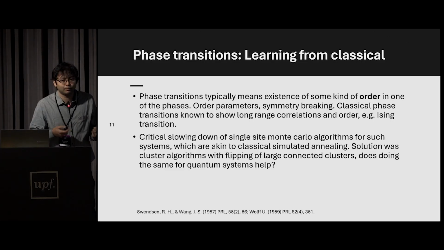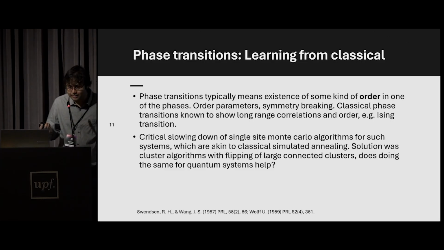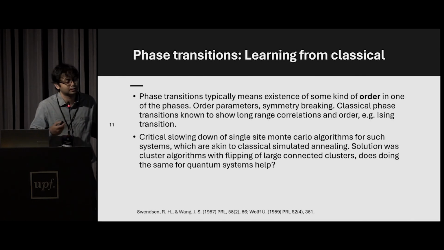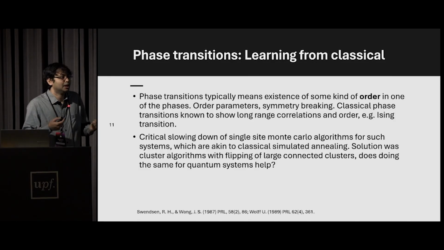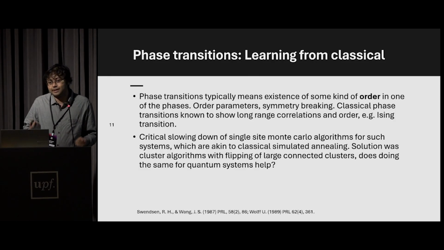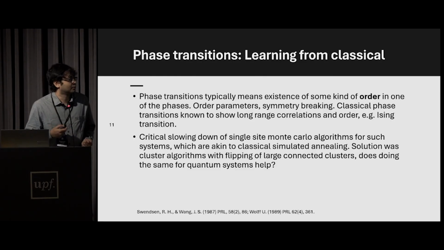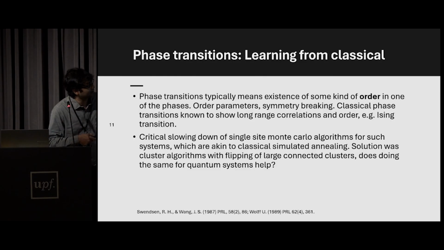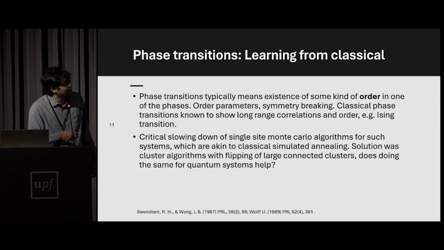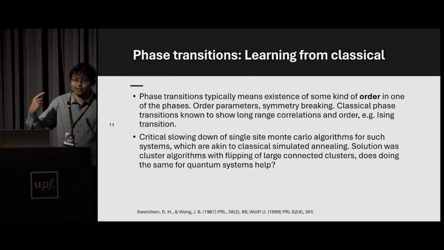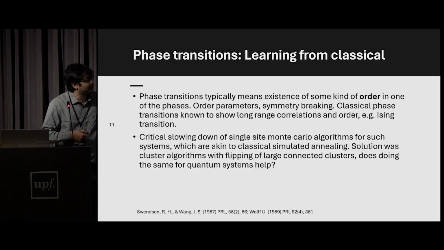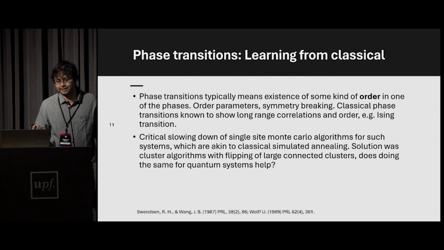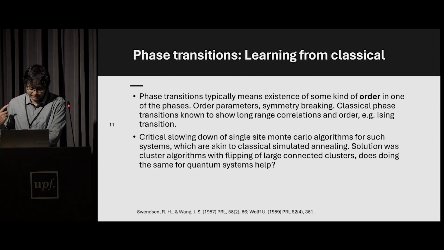And also, when you do classical Monte Carlo single-site simulations, people found that they exhibit something called critical slowing down, where when you're reaching close to the critical point, you only converge very slowly to your ground state. The solution which people found there was cluster algorithms. These are the two most famous cluster algorithms, Swendsen-Wang and Wolff. They flip large connected clusters, mimicking the correlations in your system. Now the question is, does doing the same for quantum systems help? And this is where the catalysts come into being, where you are increasing the number of spin flips.